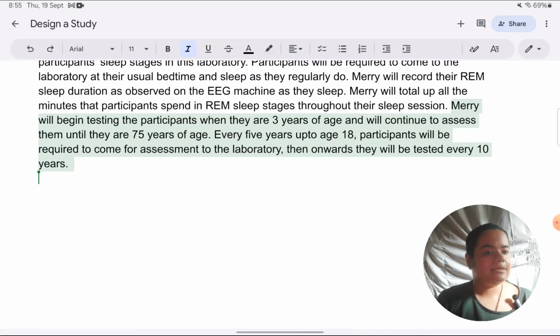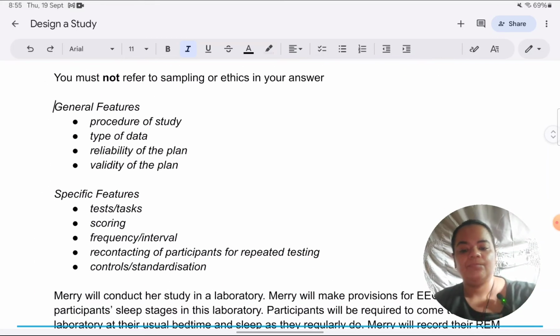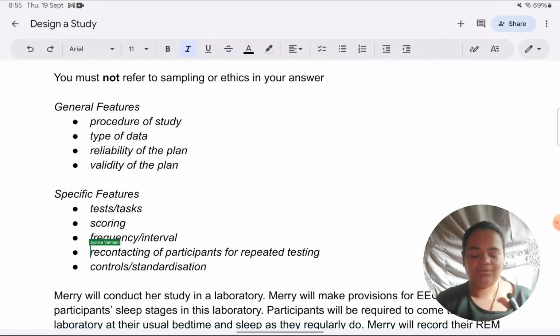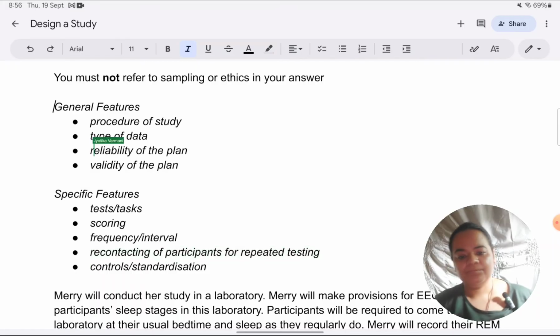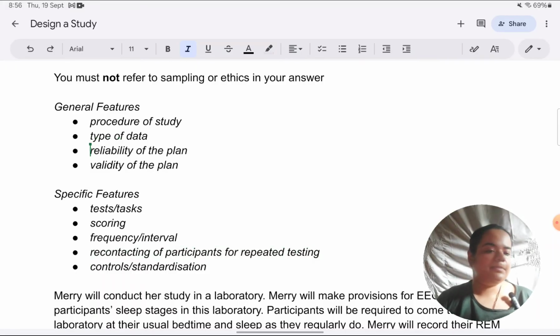Okay, now another related consideration is recontacting of participants for repeated testing. Like that's the next specific feature. We have to cover both specific and general features. So sometimes we have to go back and forth between these features. We don't have to literally cover them first this, then this, then this. Like they've not given it in chronological order that in this way only you have to cover the whole list. So before going to the recontacting of participants, I would like to cover a general feature which is given above, which is reliability of the plan.